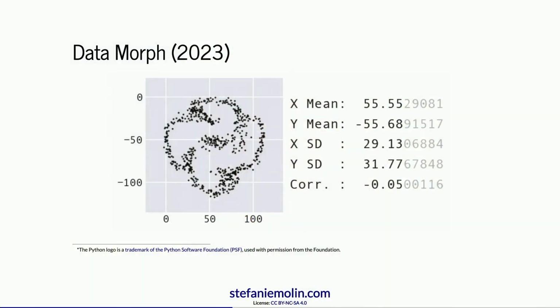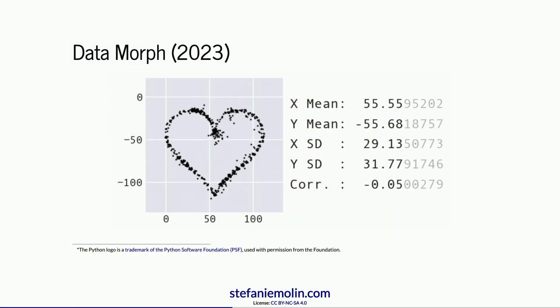So this now means that the number of examples that can be created to illustrate this process is no longer frozen by Anscombe's quartet and what the research of that paper provides, dinosaur to everything else. So here's Data Morph. And I'm converting the Python logo into the shape of a heart, and again, preserving the summary statistics the whole time.